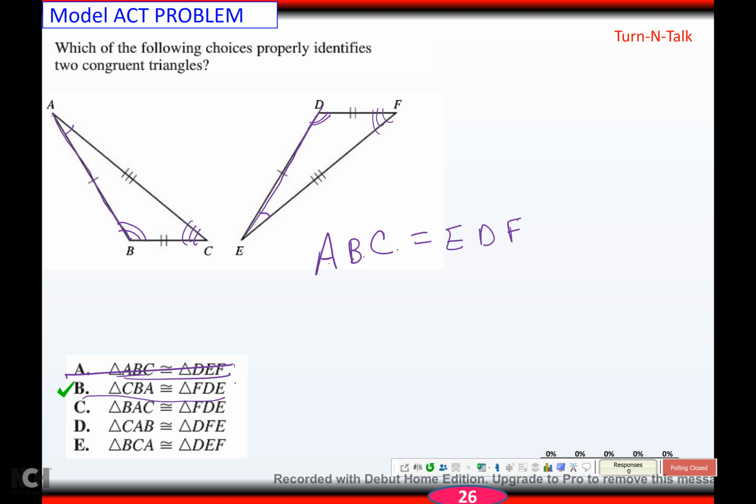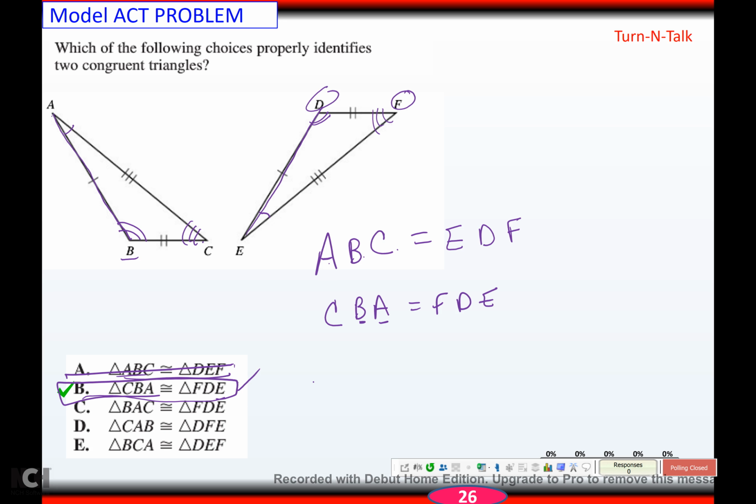If I try this one and I say, all right, if I put C first, then B, then A, C has to go with F, B has to go with D, and A has to go with E. And that's the way they wrote it, so that's the one that's true. Okay, you can check the other ones, but I wouldn't, in a real test.